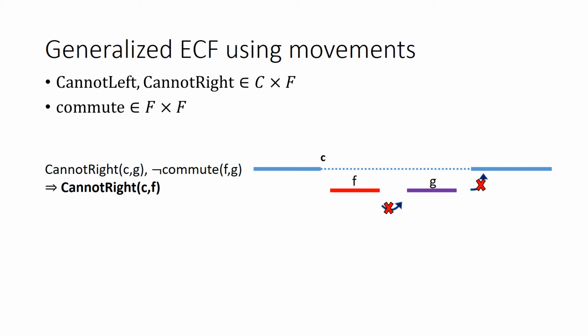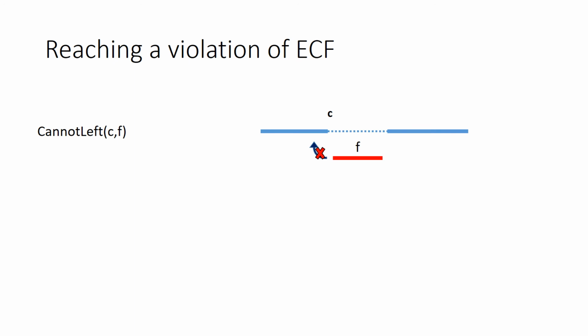So here we have f and g, and if g cannot move to the right, and if f does not commute with g, this means f also cannot move to the right in the same call node. From these relations, we can reason whether the code is ECF or not.